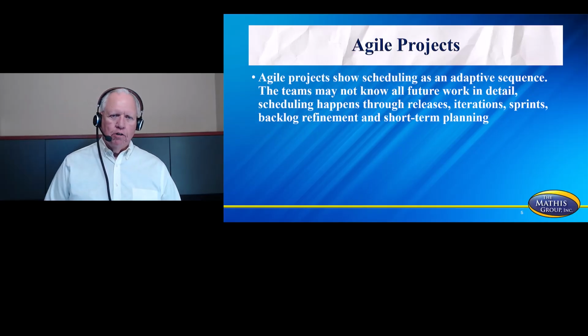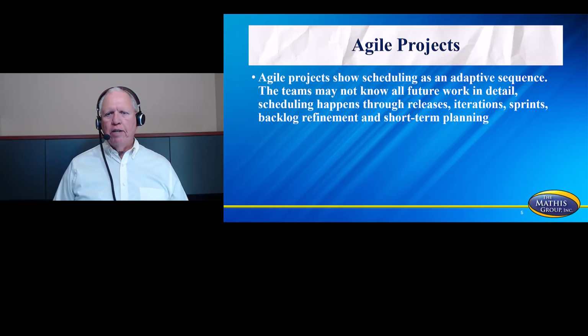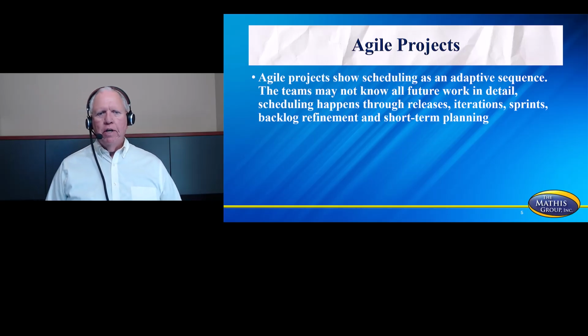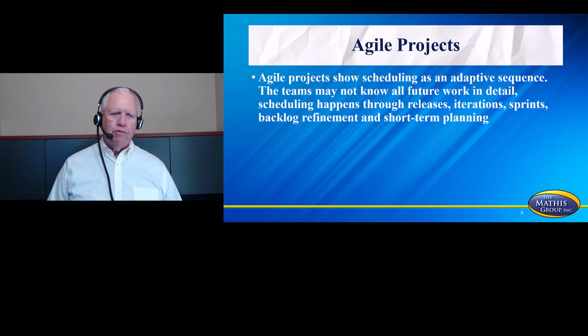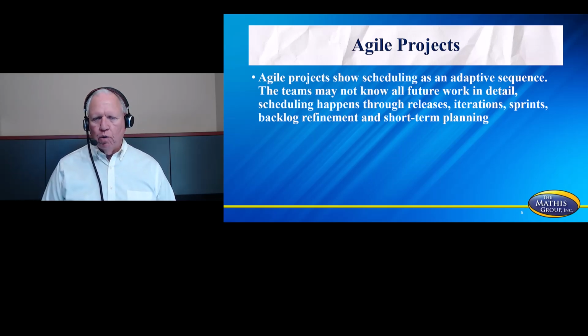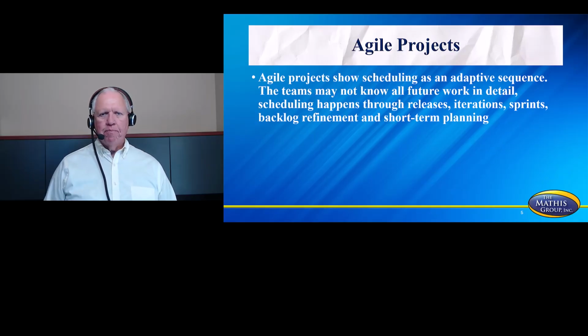Agile projects are going to be a little different. They show scheduling as an adaptive sequence. The teams may not know all the future work in detail. Scheduling happens through releases, iterations, sprints, backlog refinement, and short-term planning.